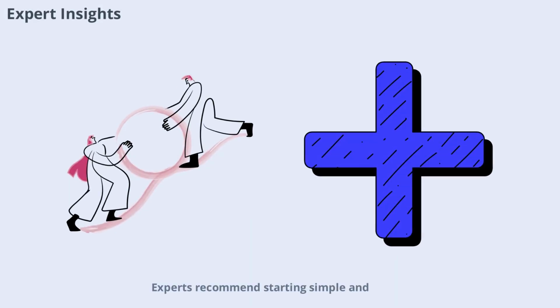Experts recommend starting simple and only introducing complexity when necessary. Use Spring Data JPA for most cases, but don't hesitate to use JPA or Hibernate directly when you need more control. Always keep performance and maintainability in mind as your application grows.